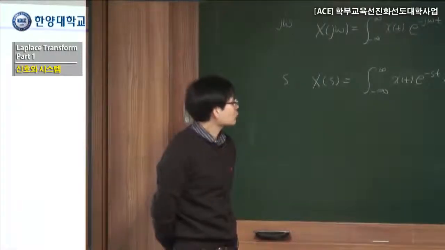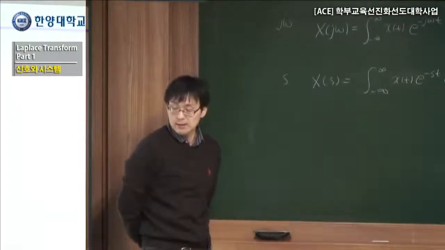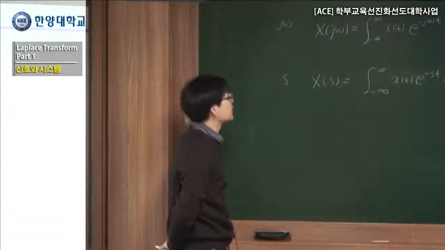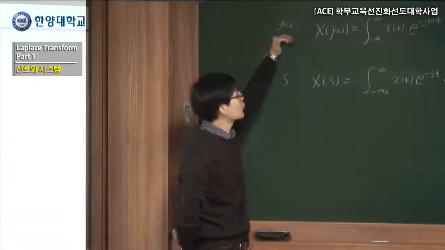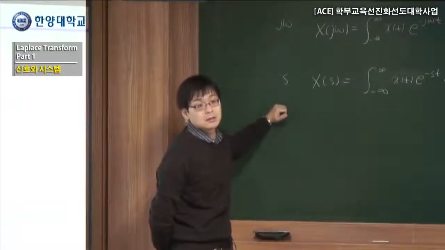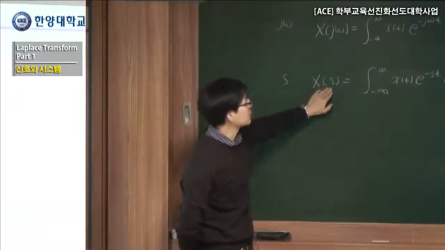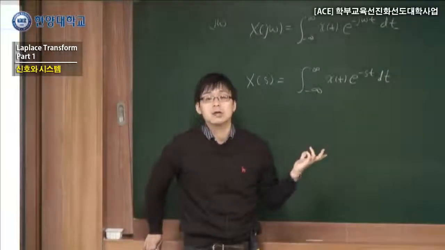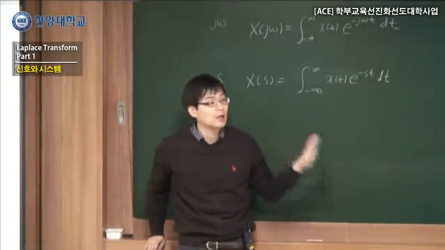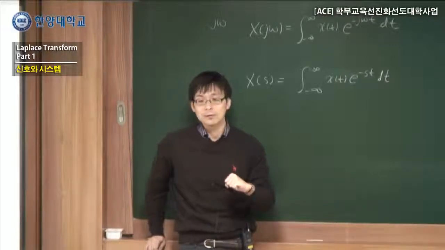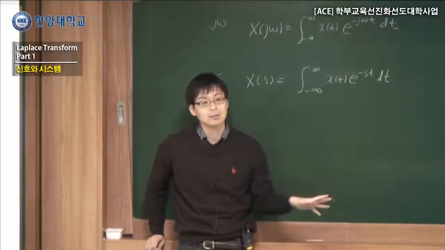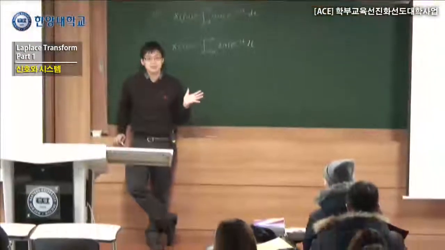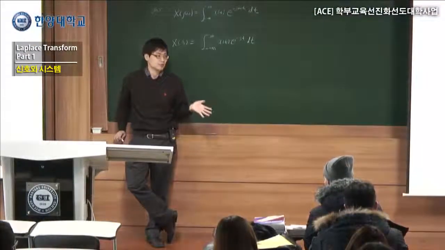So if you compare the Laplace transform and the Fourier transform, they are quite similar. The only difference is, as I said, they just switch j omega to s. Both of them transform from time to frequency, and reverse from frequency to time. So they are very, very similar, except for a few exceptions.